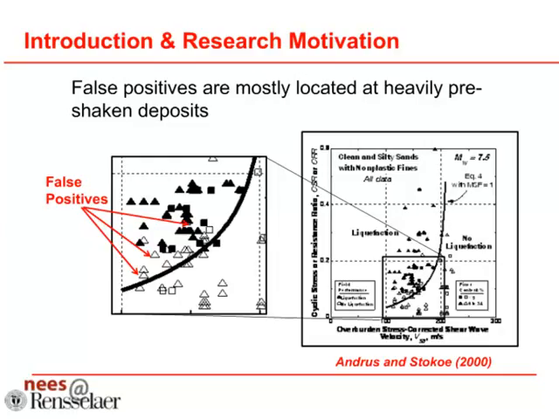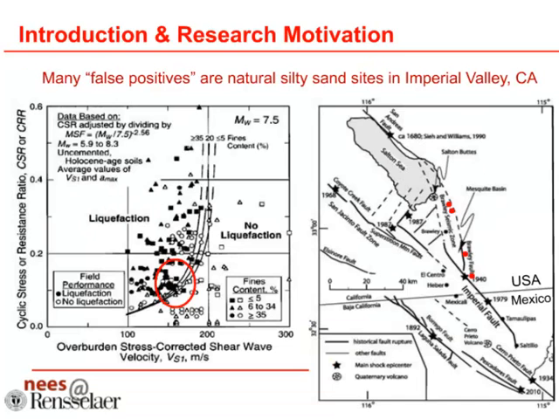So it really calls for a closer look at why this site didn't liquefy in spite of falling above the line. We spent some time looking into this carefully, trying to assess it to give some credibility to this chart. One thing we noticed is that most of these, what we call false positives, come from an area in California, which is the Imperial Valley.